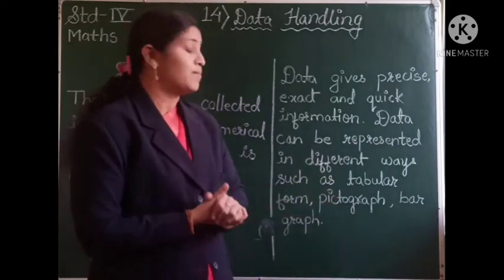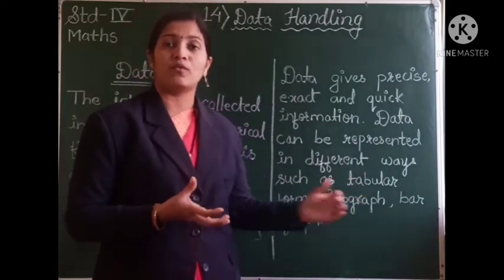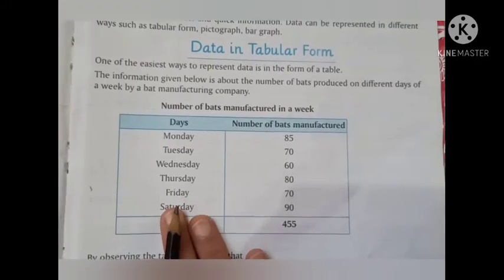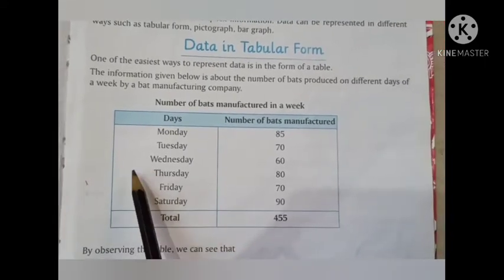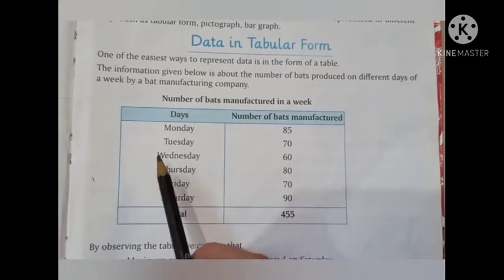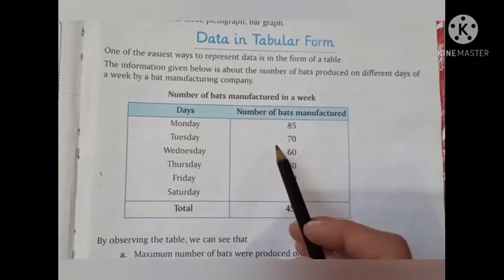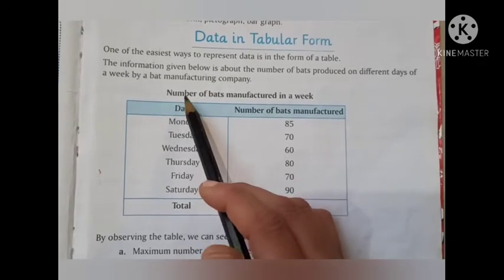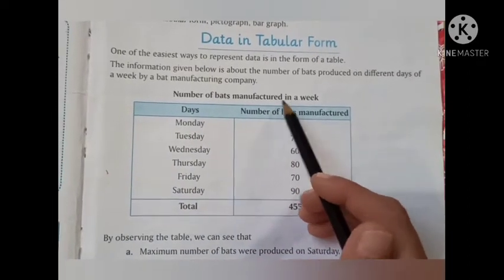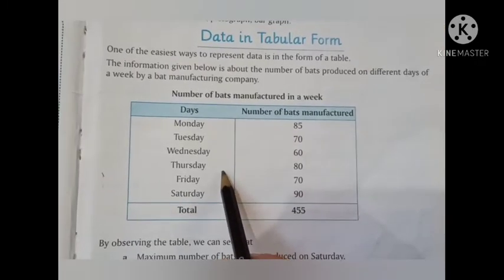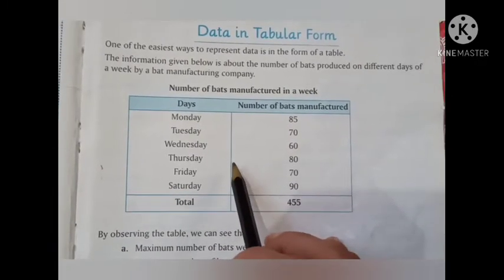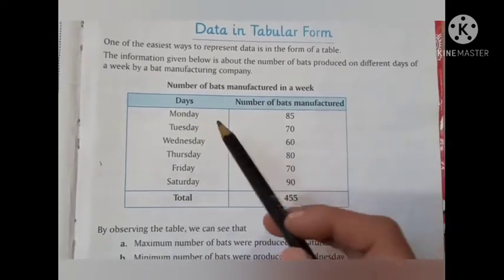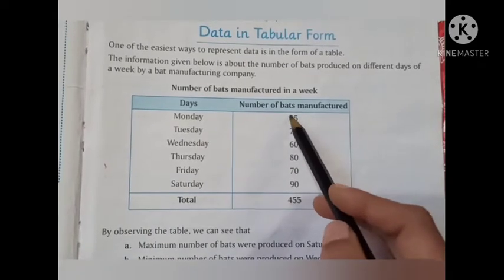Now let us see some examples of tabular form, pictography and bar graph. Students, here on the screen you can see how data is given in a tabular form. You can see two columns are made. Before that, the information is given about the table: number of bats manufactured in a week. This is showing the number of bats manufactured by some company. Here the days of the week are written, and in the other column we can see the number of bats manufactured.